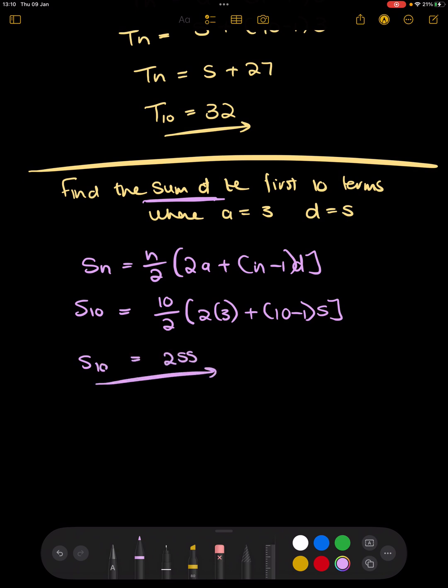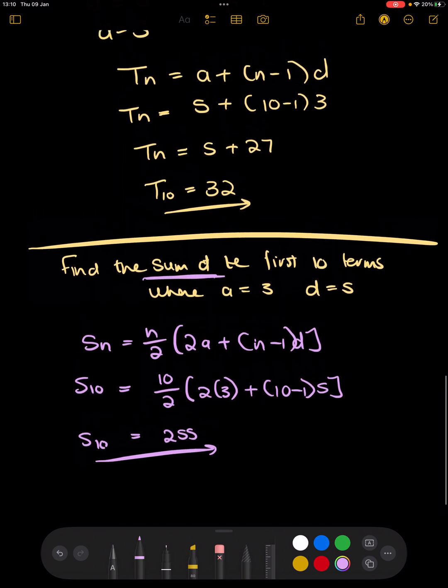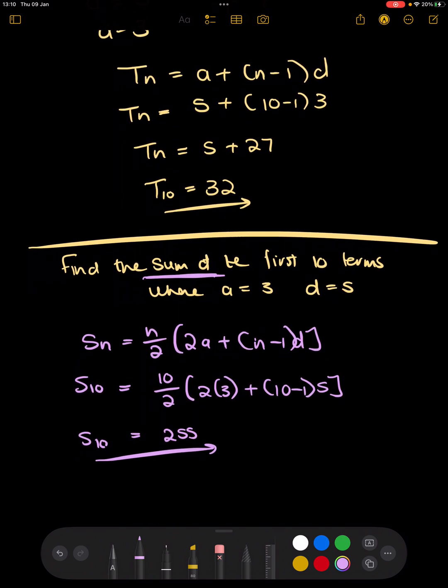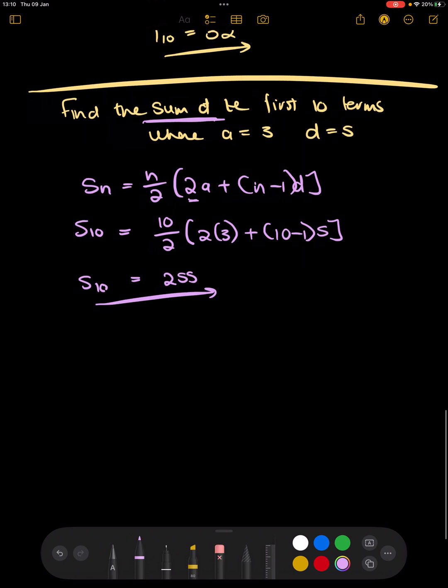So my final answer for the sum of my first 10 terms added together is 255. You'll see that the formula is very, very similar to the Tn formula. The only difference is we're going to be multiplying the first term by 2, and we have to put the n over 2 in front of the bracket. Right, so there's an example of that one.